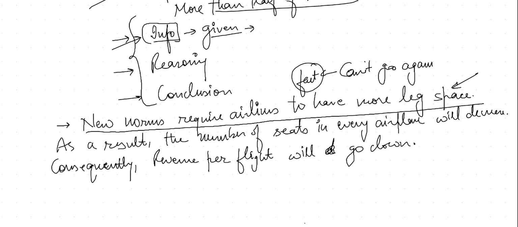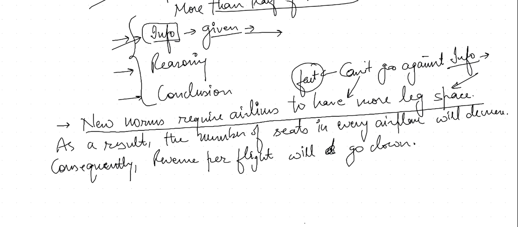Go against the information means we just have to take it as a fact. Because if we don't consider the fact, then there is no point making the argument further. First thing, whatever information is given, just take it as the truth. So this is our information part.